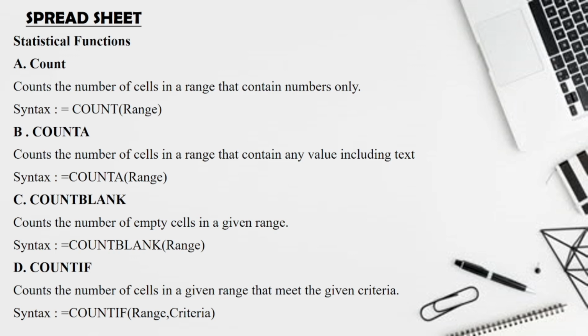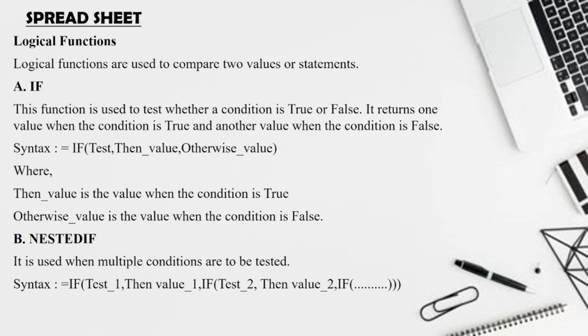So, those are all the date functions, day and date functions. Then statistical functions include count. That function we can use to count the number of cells in a range that contain number values, numbers only. COUNTA is used for the number of cells in a range that contain any value including text. COUNTBLANK helps to find out the number of empty cells in a given range. COUNTIF counts the number of cells in a given range that meet a given criteria.